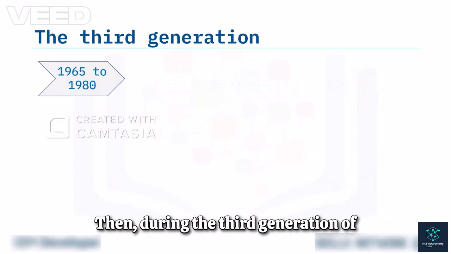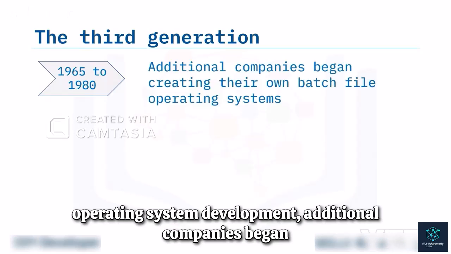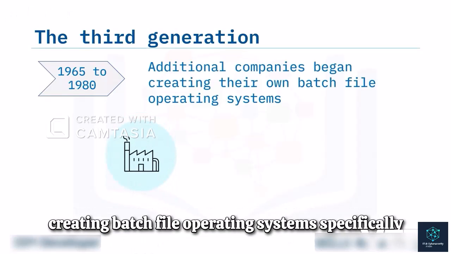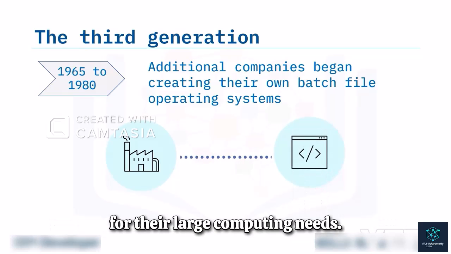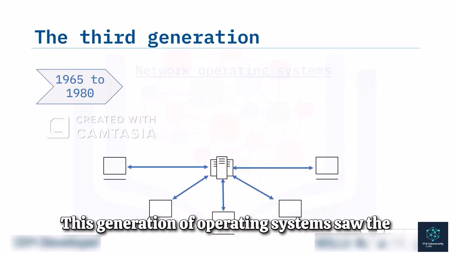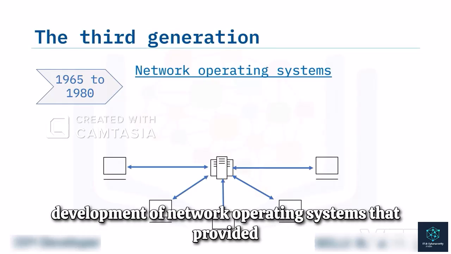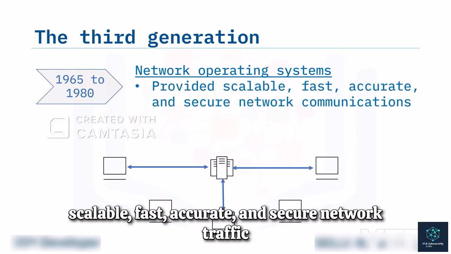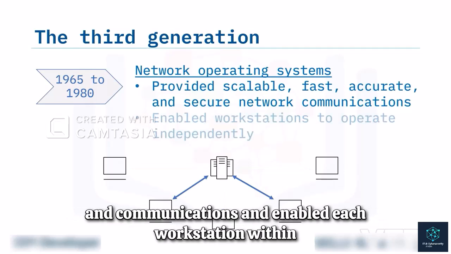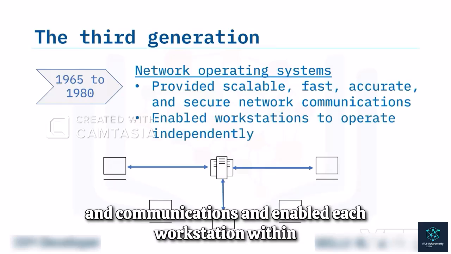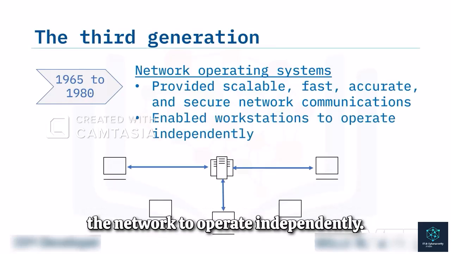Then, during the third generation of operating system development, additional companies began creating batch file operating systems specifically for their large computing needs. This generation of operating systems saw the development of network operating systems that provided scalable, fast, accurate, and secure network traffic and communications, and enabled each workstation within the network to operate independently.